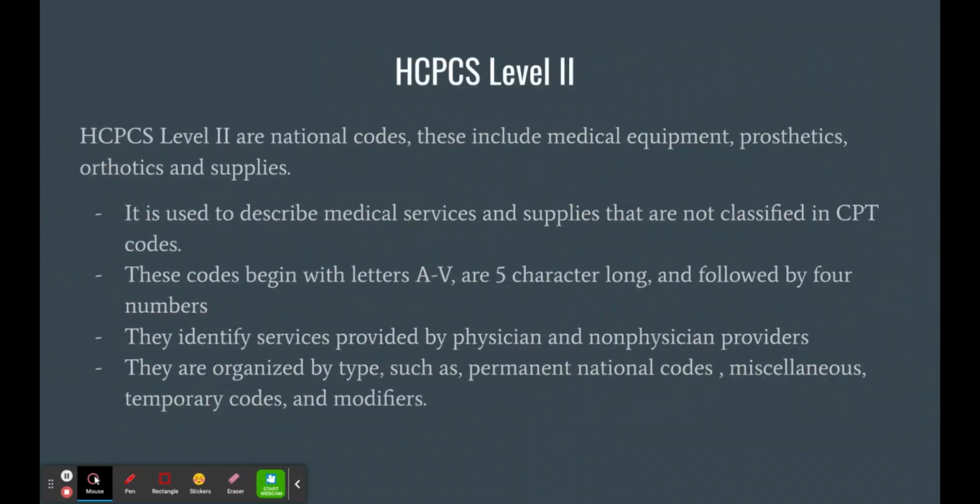The HCPCS Level 2 codes are national codes. These include medical equipment, prosthetics, orthotics, and supplies. It is used to describe medical services and supplies that are not classified in the CPT codes. These codes begin with letters A through V, followed by 4 numbers, 5 characters long. They identify services provided by physician and non-physician providers. They are organized by type, such as permanent national codes, miscellaneous, temporary codes, and modifiers.